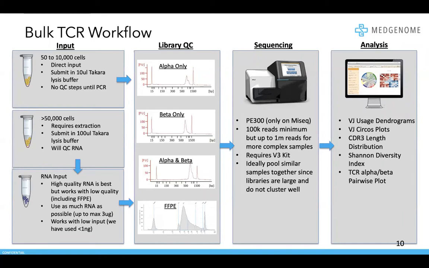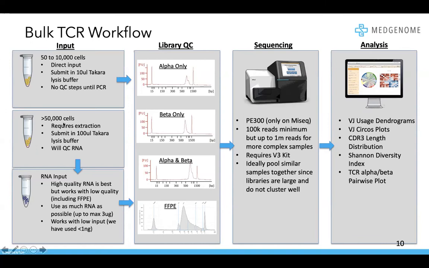The downside to that is there's no QC step until pretty much libraries are made, or after the PCR step. So there's no way of knowing if this will work. Perhaps their cells weren't viable when they added them to the lysis buffer, which has happened on previous projects.